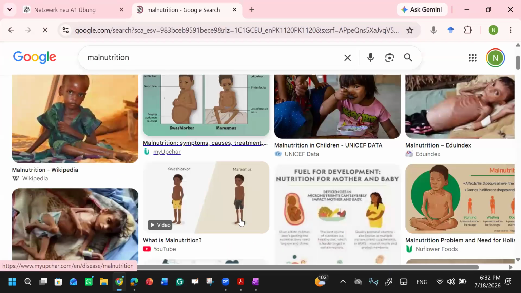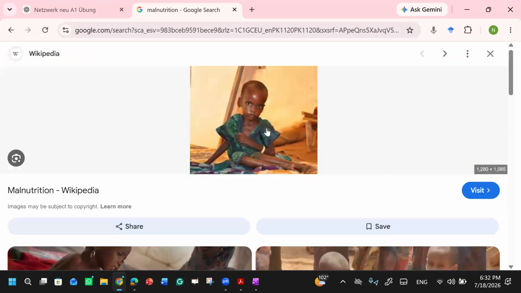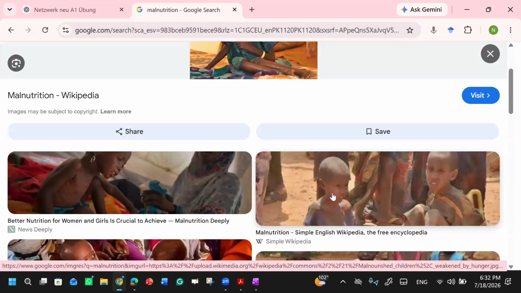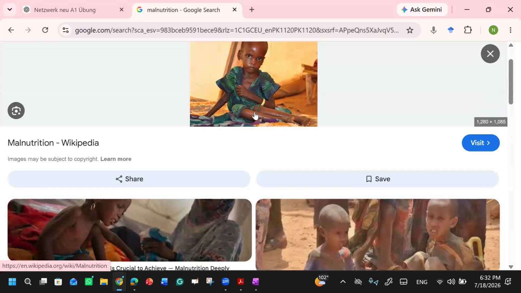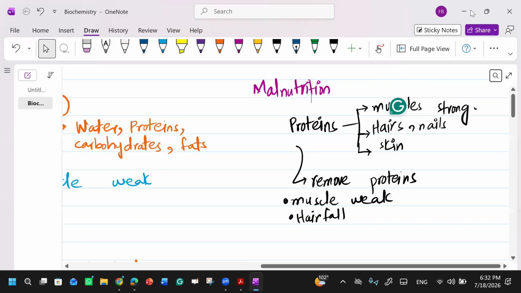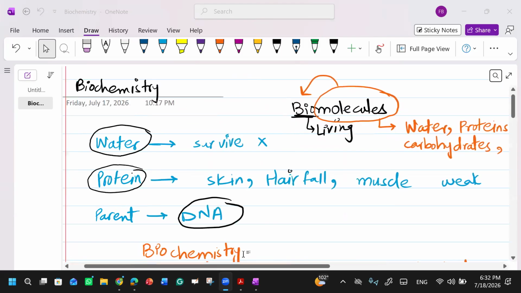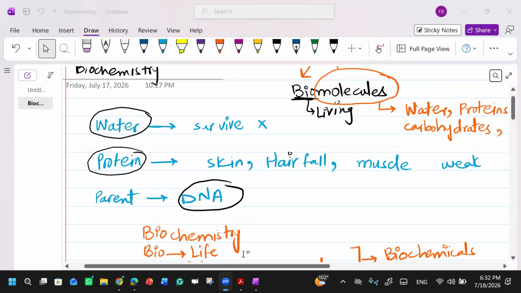Have you ever seen kids like this? Usually in Syria, or like in Gaza right now, the children are like this because there is protein deficiency over there. They don't get enough food, so they don't get enough proteins. That's why their muscles are weak, their hair growth is not normal, and all these problems are due to the deficiency of proteins. So that's why protein is important.